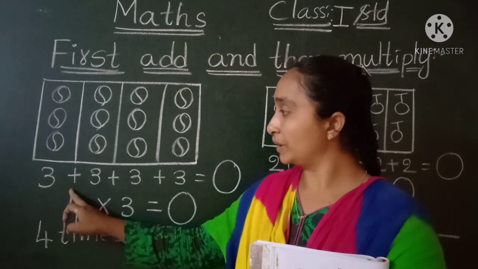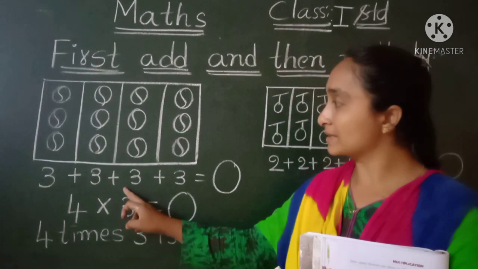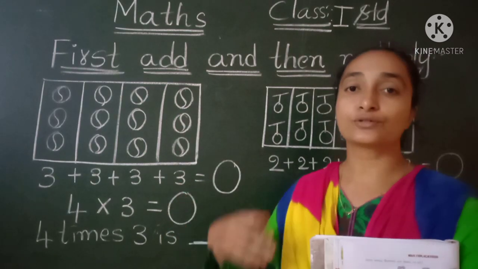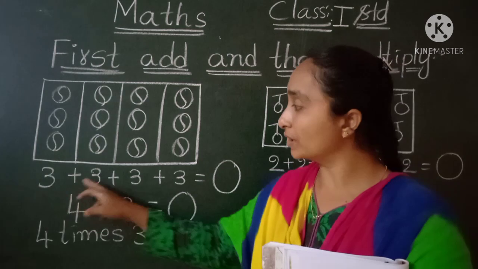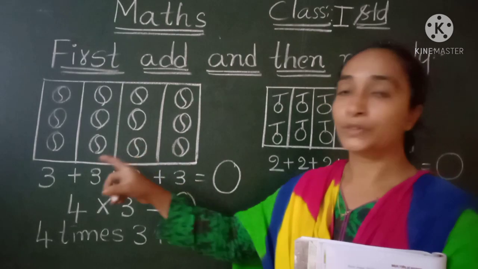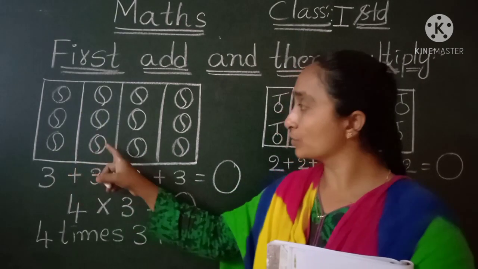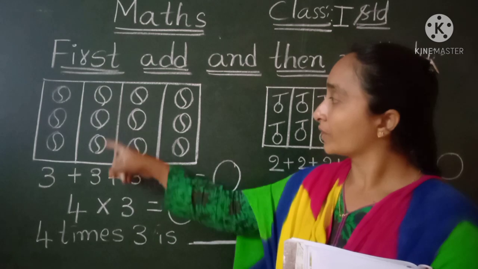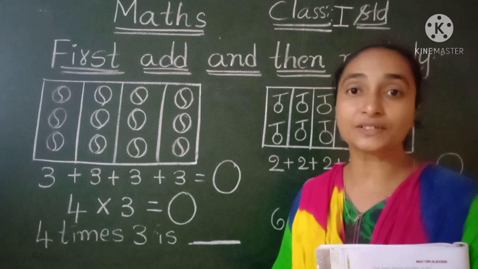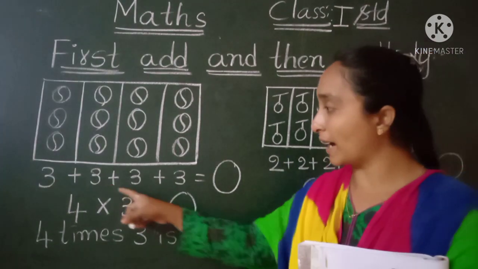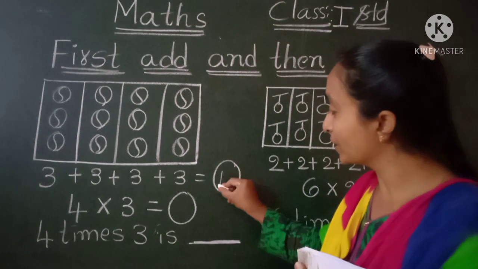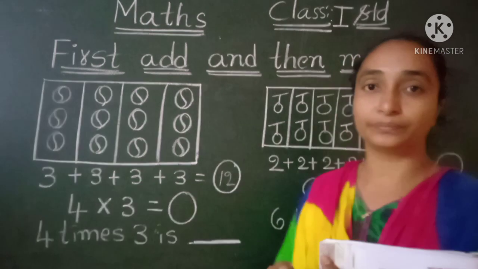3 plus 3 plus 3 plus 3. That means 4 times. So totally how many balls are there here? First group we have 3. 3 plus 3, 6. Again 3, 7, 8, 9, 10, 11, 12. So how many are there, children? 12 are there. So if you add all these by repeated addition, 3 plus 3 plus 3 plus 3 is equal to 12.